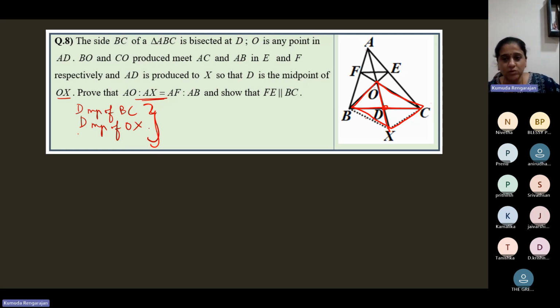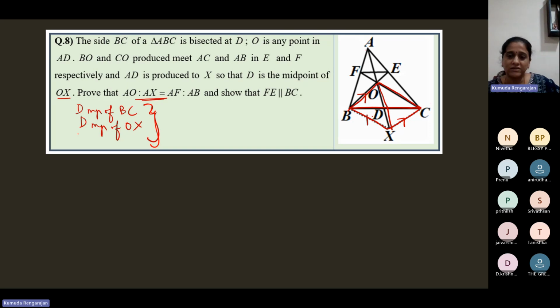So we identify BC and OX. We understand that they are diagonals of the quadrilateral BXCO, and D is the midpoint of both the diagonals. That means the diagonals bisect each other. And in a quadrilateral, when the diagonals bisect each other, it's a parallelogram. If it's a parallelogram, then opposite sides are parallel. Just like that, we got parallel lines.